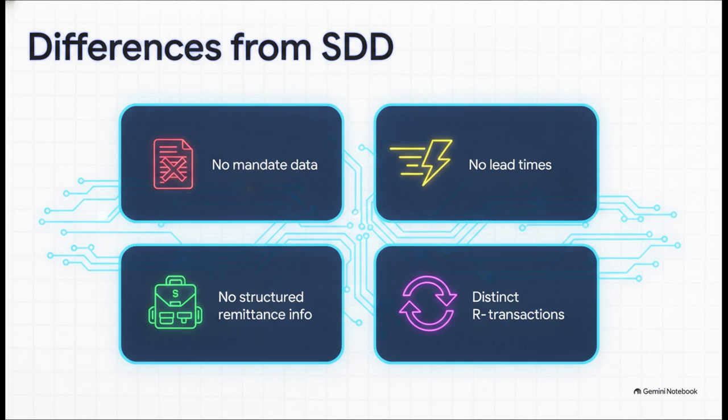Second, lead times. Standard direct debits have strict submission lead times. SCC, it clears on the very same business day. Third, remittance information. SCC doesn't use standard structured remittance fields, it relies entirely on that supplementary backpack container we just talked about. And finally, returns. The return windows and reasons do not follow the direct debit rulebook at all. They strictly follow card logic.